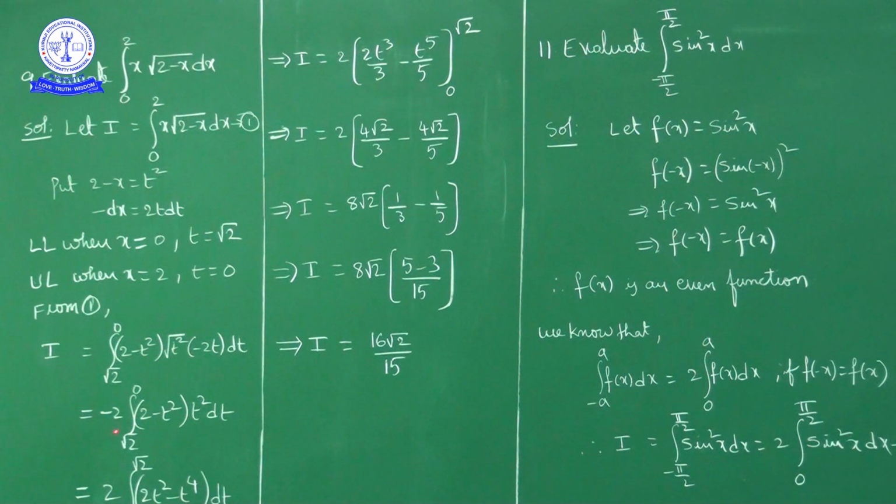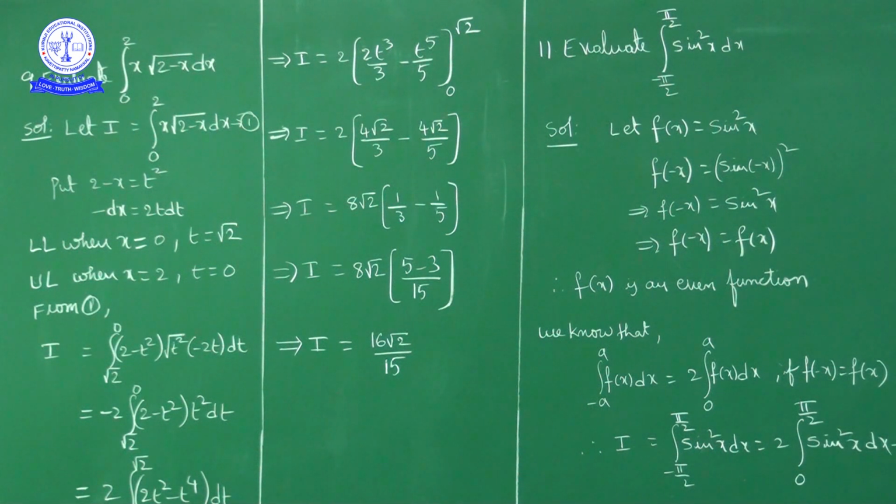Now if you observe here, instead of minus 2 I will write 2 here. When you multiply with minus, the lower limit becomes the upper limit and the upper limit becomes the lower limit. So here root 2 to 0 becomes 0 to root 2, because we have the property that integral a to b f of x dx is equal to minus integral b to a f of x dx. Using that property, we can write 2 into integral 0 to root 2 of 2t square minus t power 4 dt.